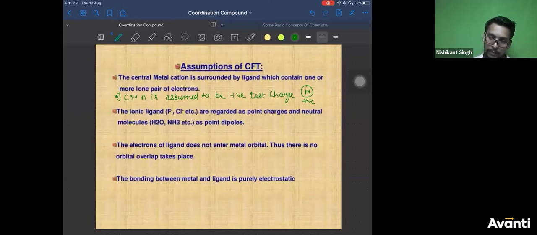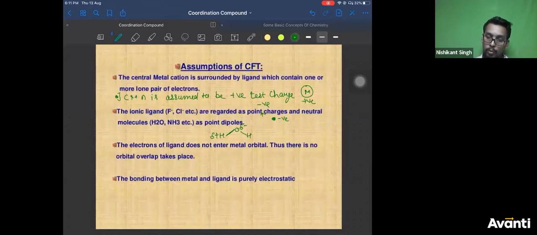Now the next thing it says is the ligands are classified into two categories. The ionic ligands like F minus, Cl minus are regarded as point negative charges. Like this, you assume this is your ligand having negative charge. And neutral ligands, molecules like water and ammonia, are considered as dipoles. For example, water will be considered as a dipole in which oxygen is more electronegative than hydrogen, so oxygen will get a partial negative charge and hydrogen a partial positive charge.